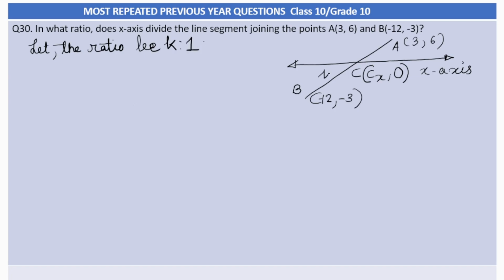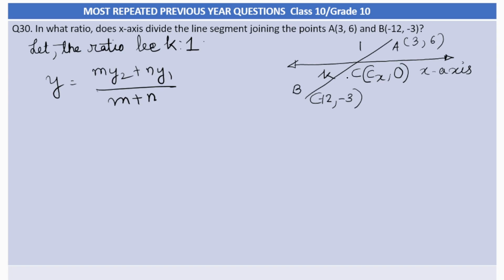Now let this part be k and this part be 1. Now what is the formula? Here we don't know the x coordinate of this point C, but we know the y coordinate. So the formula to find the y coordinate will be (m y2 plus n y1) by (m plus n). This is the section formula. So here y for this point is 0.